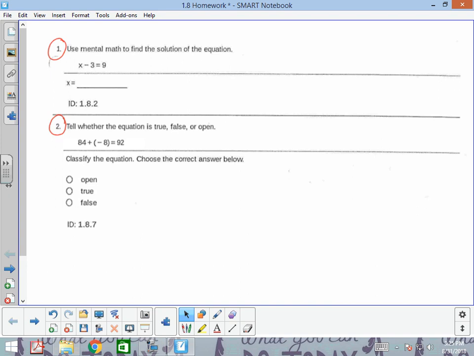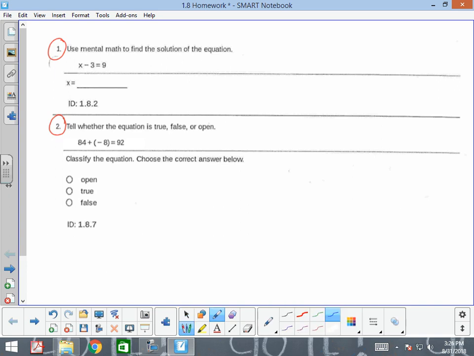This is 1.8 examples of the 1.8 homework you're going to be doing. This is the only video I'm going to give you for 1.8. This is going to be a little bit of solving equations and that kind of thing. It does say use mental math, and I am trying to give you some of the easier ones. So you can use mental math if you want to.